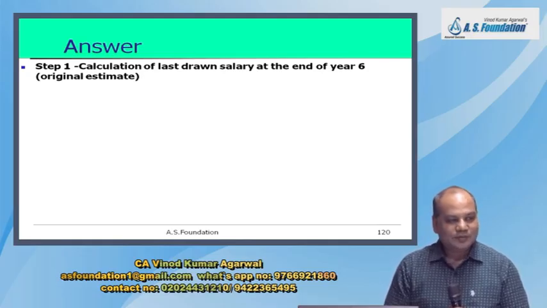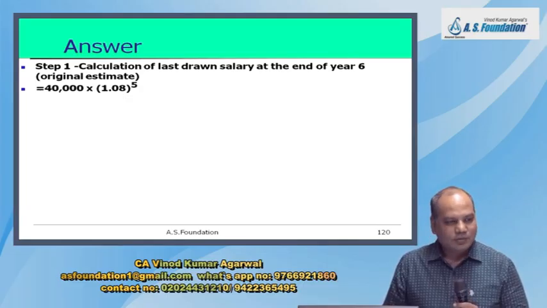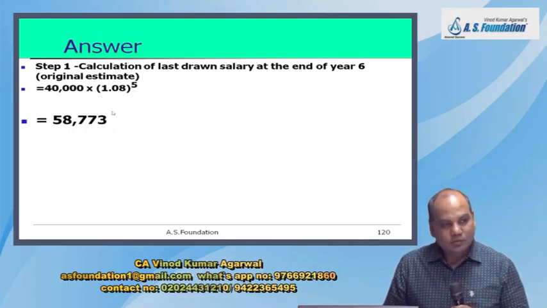At the end of year 6. In bracket I have written original estimate. What is the salary given to you in the question? 40,000. If the person will retire at the end of year 6, for how many years will he enjoy the increment? 5 years, at 8%. So take on your calculator 40,000 into 1.08 to the power 5. That comes to, check again, is it 58773? Very good. This would be his last drawn salary, 58773.